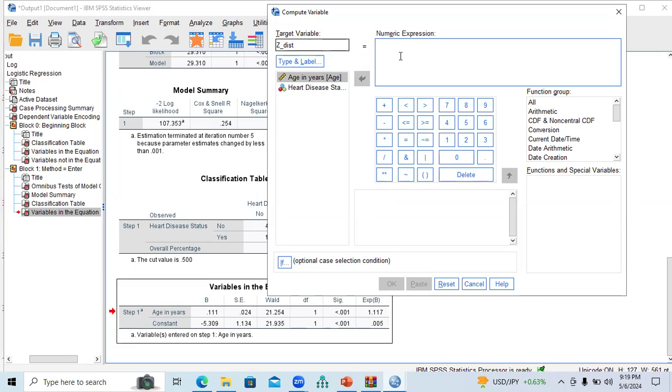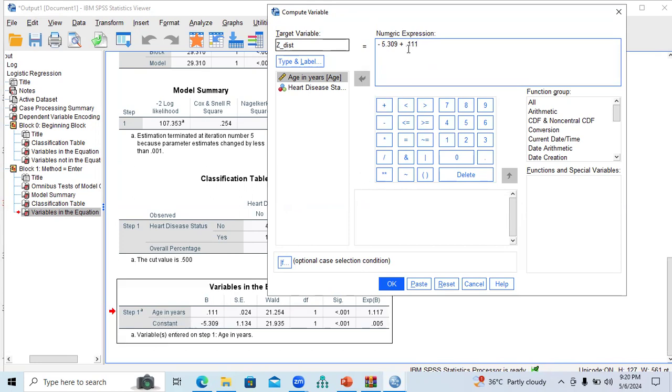So you can write here minus 5.309. So we have placed the constant value here. Then we need to put the coefficient value of our independent variable. It is a positive value, so we need to place here a positive sign. And we can write here 0.111. Now, this value is relevant to age.